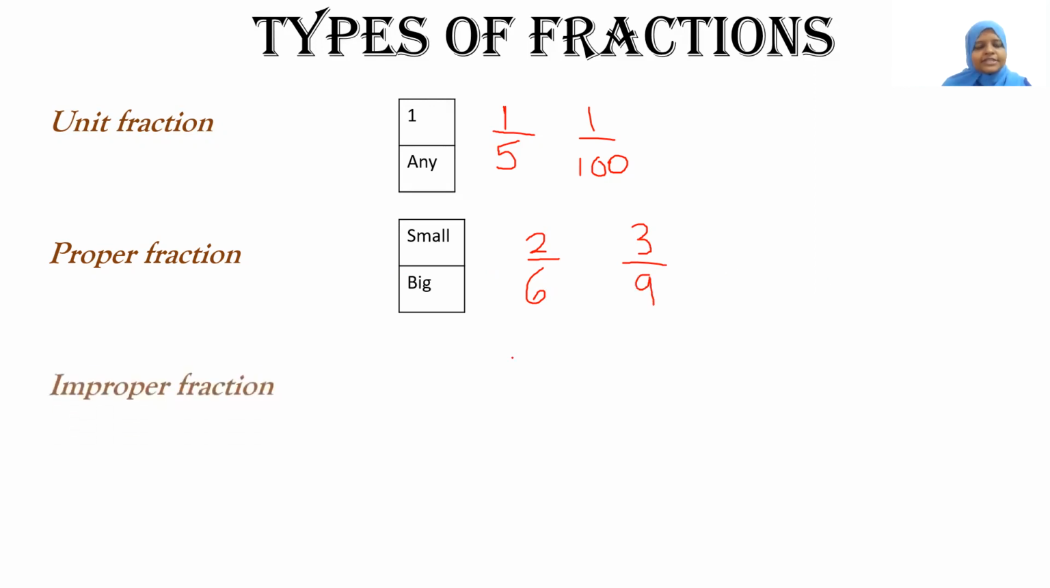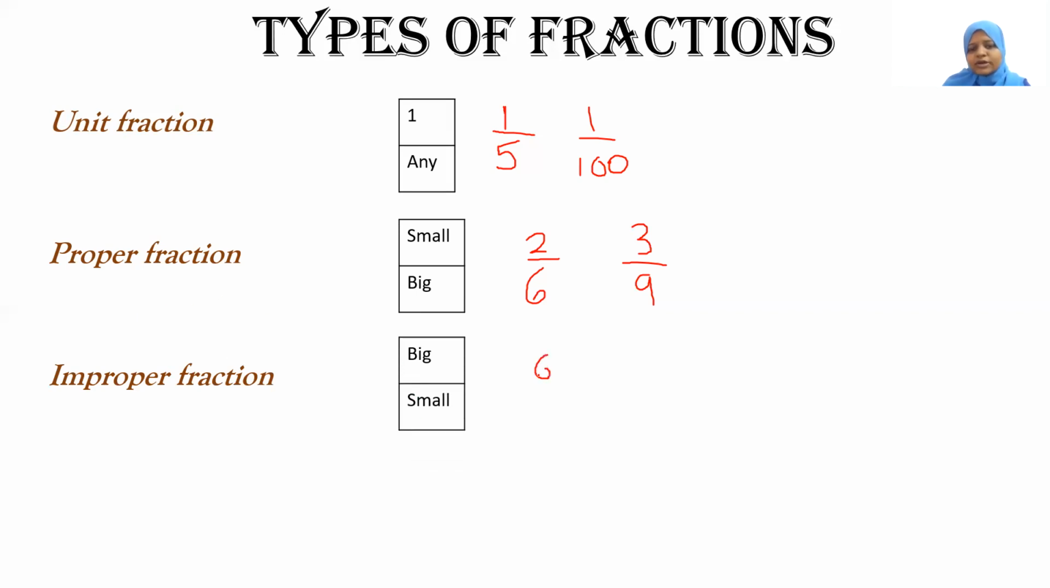The third type is the improper fraction, which is the opposite of a proper fraction, right? So the numerator is big and the denominator is small. The numerator is bigger than the denominator.